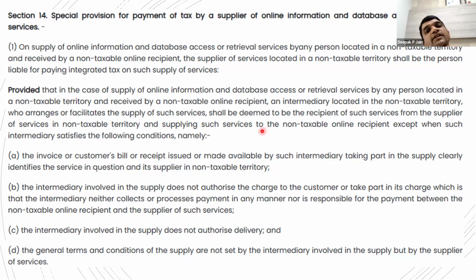Because everywhere when we read the background or the reason for bringing in the intermediary, it is said that the intermediary is brought in to make him a taxable person, or the person who will pay the tax. But the proviso doesn't say anywhere that he shall be the person who is liable to pay tax. Agreed.